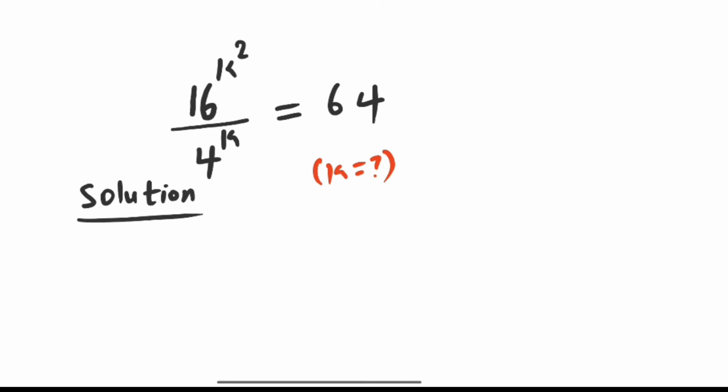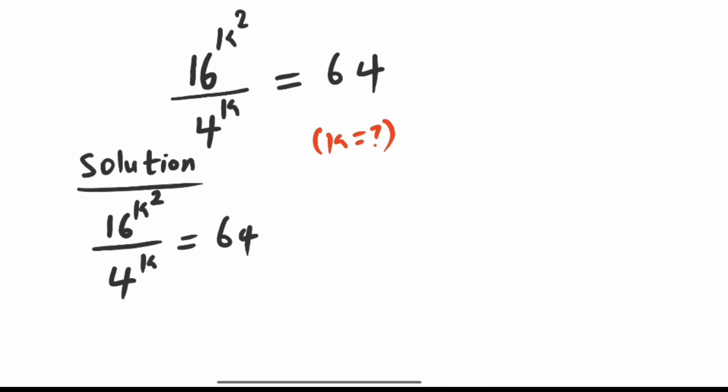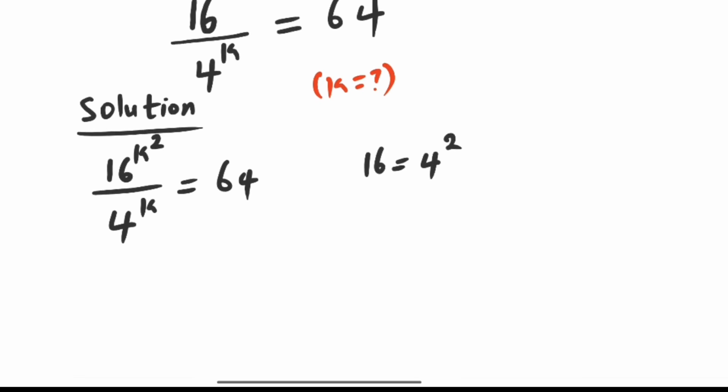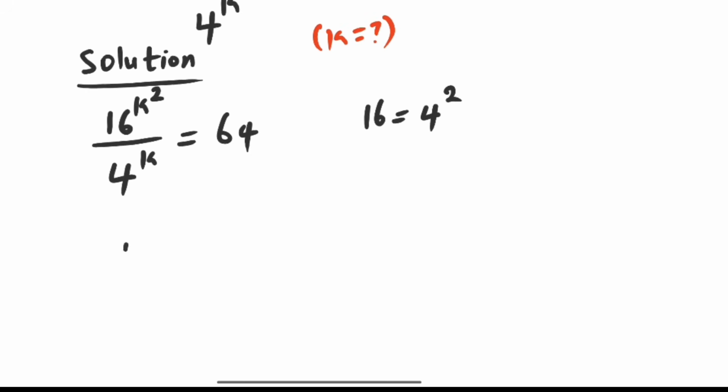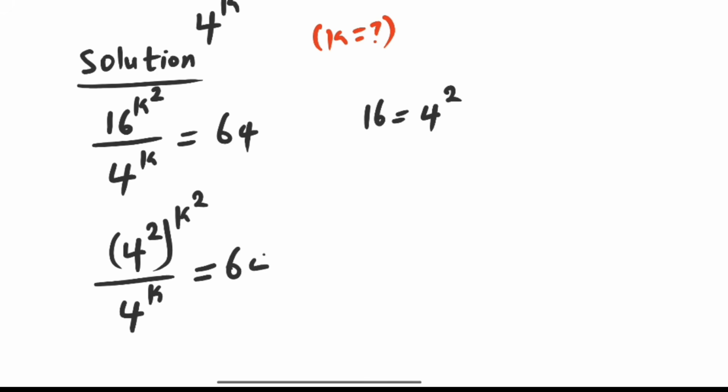Then we have the given equation: 16 raised to power k square over 4 raised to power k is equal to 64. But 16 is equal to 4 square. Then this can be written as 4 square to the power of k square over 4 raised to power k is equal to 64.